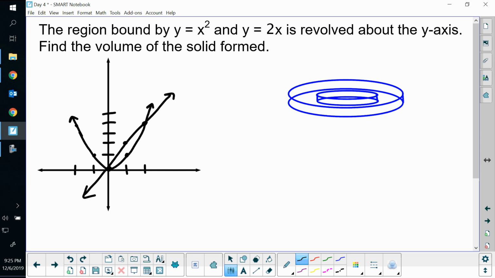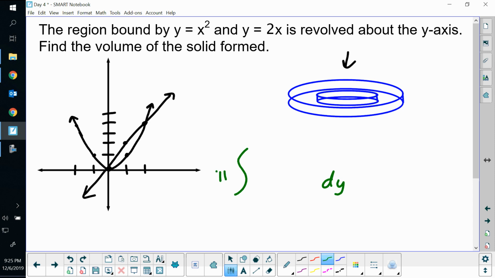So that space in between is our bounded region. Bounded means completely surrounded. We're going to spin this around the y-axis. The first thing we want to notice is this region is not completely resting against the y-axis, so it's going to create a washer shape when we spin it around. Because it's going right to left there, our slices will be horizontal, and we'll be using dy.